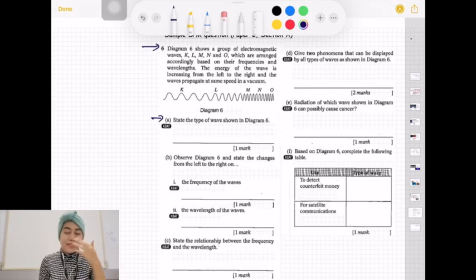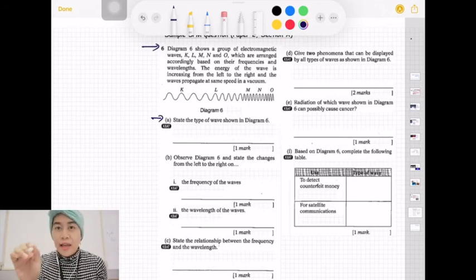Okay, so this question says that diagram 6 shows a group of electromagnetic waves K, L, M and O arranged according to their frequency and wavelength. The energy of the wave is increasing from the left to the right, and the waves propagate at the same speed in a vacuum. So when they have said this already in the question, then all of the info that they already give you in the question should not be in your answer.